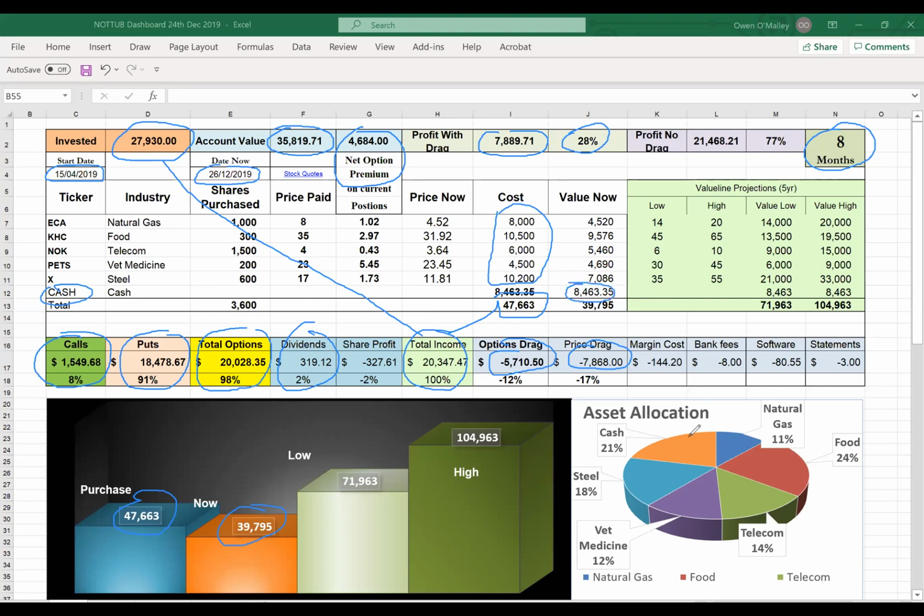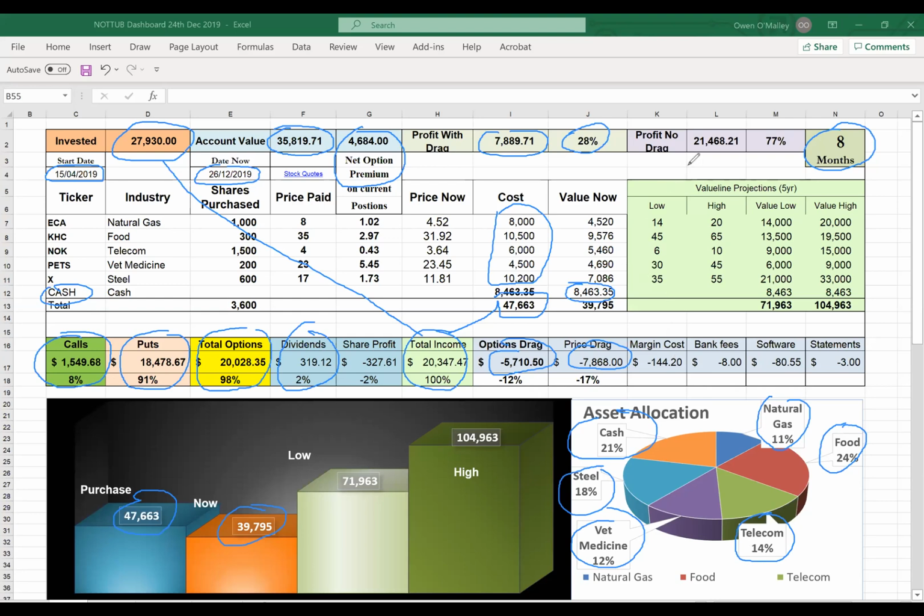And so when you take a look at the asset allocation, it's 21% cash, 11% natural gas, 24% food, that would be Kraft Heinz, 14% telecom, that would be Nokia, 12% veterinary medicine, that's Meridian Bioscience, and 18% steel, which is US Steel. So already it's a reasonably balanced portfolio.